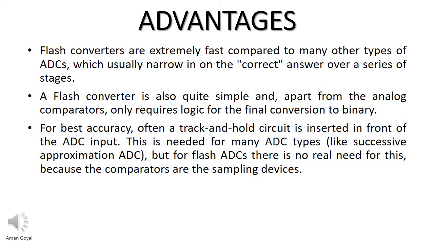The advantage of using a flash analog to digital converter is that it is very fast compared to other types of ADCs. They are not only very accurate, but also don't require a sample and hold circuit in front of them like other ADCs. They have comparators which are used as the sampling devices.